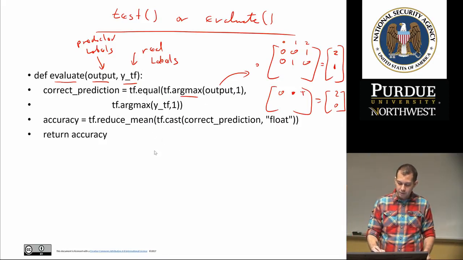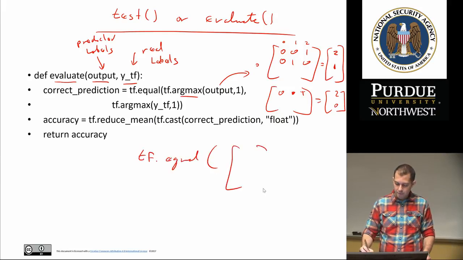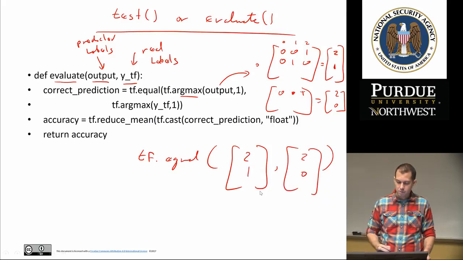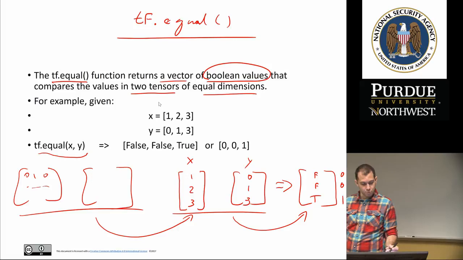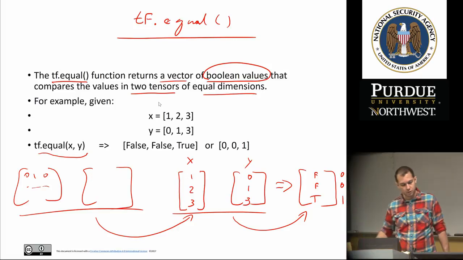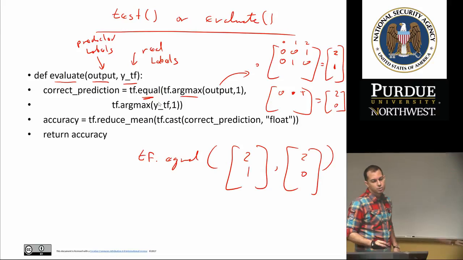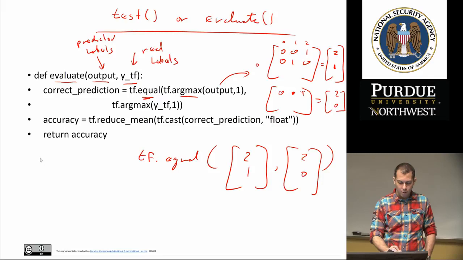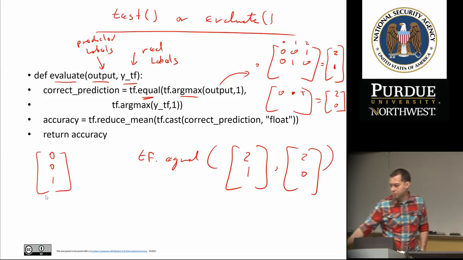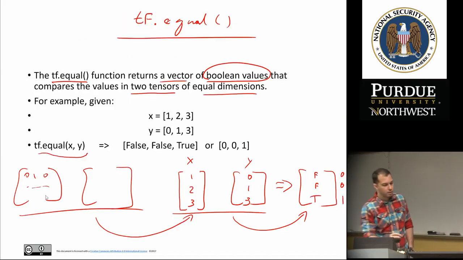And then once we have the two vectors, TF dot equal, just imagine you have the vector here and the vector here separated by comma, 2, 1, 2, 0, right? And so TF equal is the function we previously defined, which will just return true, false, or false, false, true. All right, so TF equal then gives us the correct predictions. So now what we have in correct prediction is, like we had before, 0, 0, 1, right? So we have the predicted labels here, 0, 0, 1, all right?